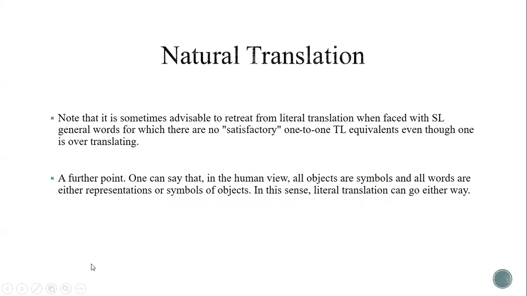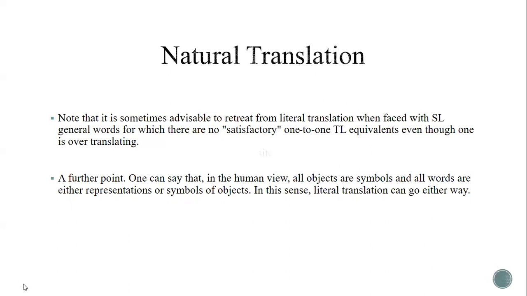Natural translation. Note that it is sometimes advisable to retreat from literal translation when faced with source language general words for which there are no satisfactory one-to-one target language equivalents, even though one is over-translating. A further point: one can say that in the human view, all objects are symbols and all words are either representations or symbols of objects. In this sense, literal translation can go either way.